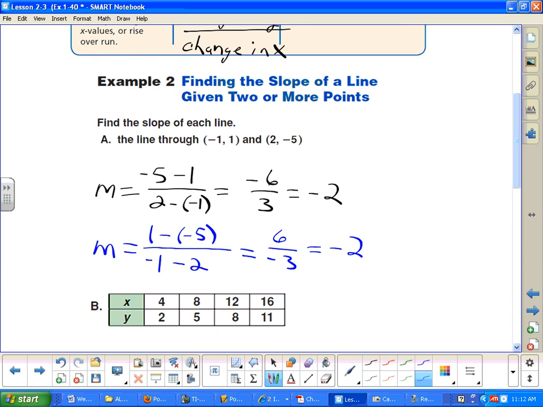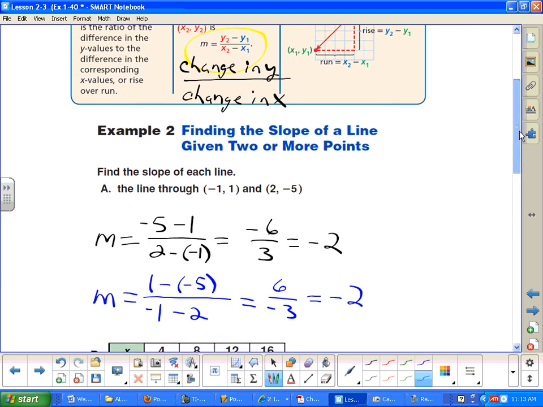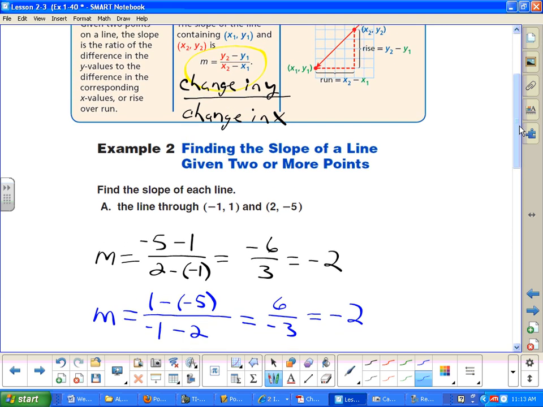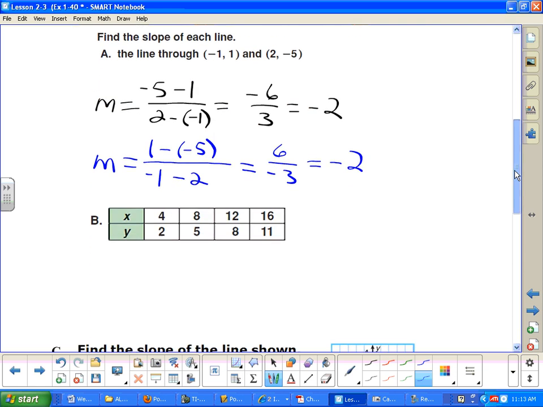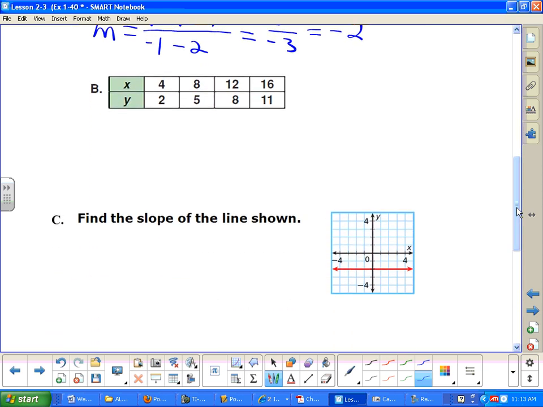Here's the only difference: I really don't want to work with a negative in the denominator if I don't have to. And that's the reason why, when this is worded as y sub 2 minus y sub 1, that means we want to take the point with the largest x value and put it first when we're subtracting, and then the one with the smallest x value. That way our denominator is always positive. Makes it easier.